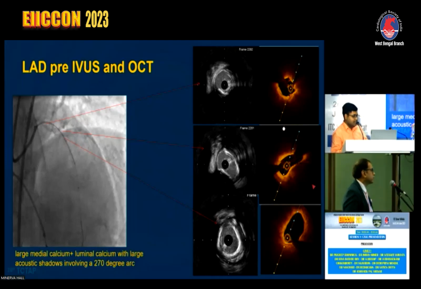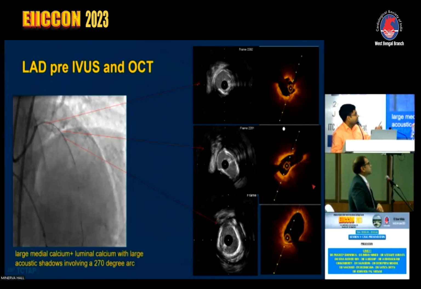But due to the presence of calcium, because we are discussing the vessel size, it's more than 4.5 approximately. And we are using a 3.5 balloon. So this is not 1:1. Yes, sir. Agreed. Yes, I agree, sir.